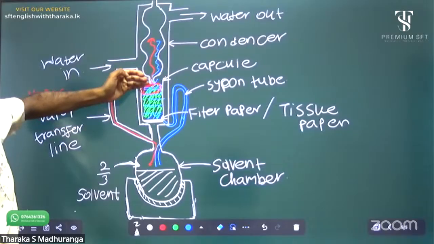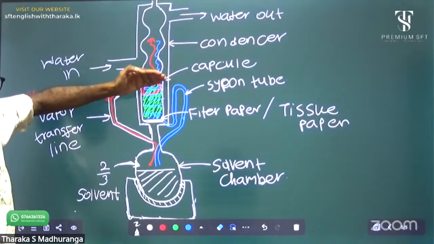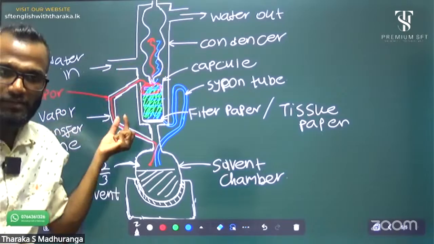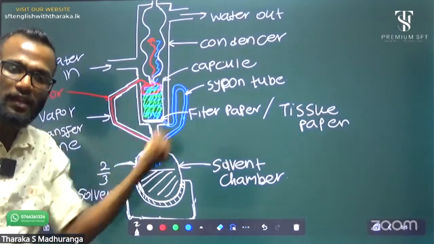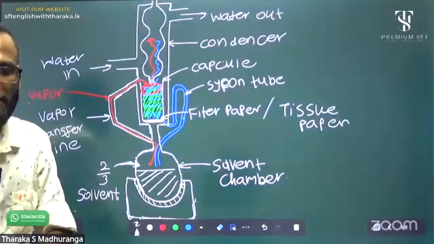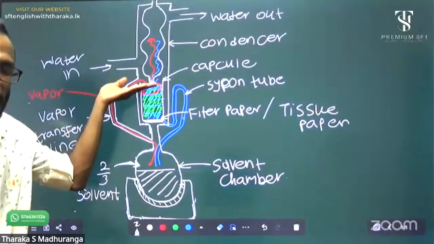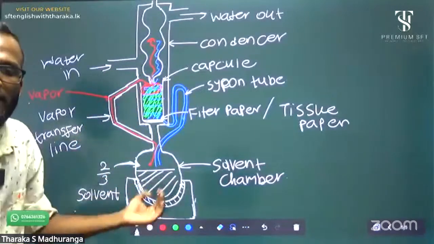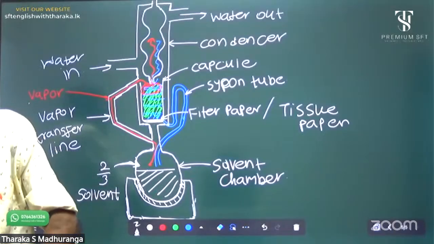The plant material chamber fills continuously up to this level. When it comes to this siphon tube level, a pressure difference comes. Due to this pressure difference, within less than 1 second, it is directly siphoned into the solvent chamber again. Then the process continues. When it is filled up to this level, again siphoning continues. That's why we call it a refluxing continuous process.